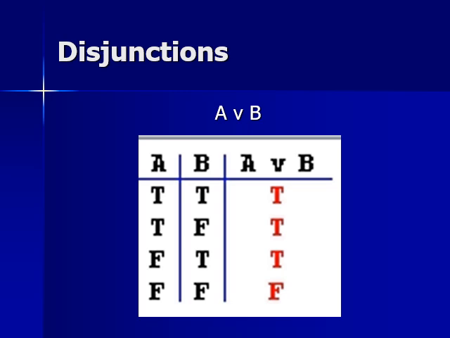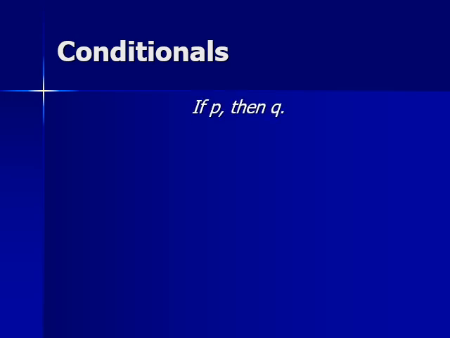Let's take another step. We haven't talked only about conjunction and negation and disjunction. Let's go on and say something about conditionals. As you remember, a conditional is just an if-then statement, having the form if P, then Q, where P stands for the antecedent and Q stands for the consequent.